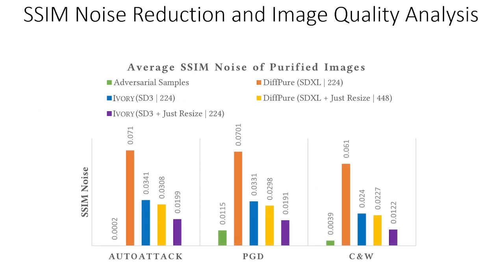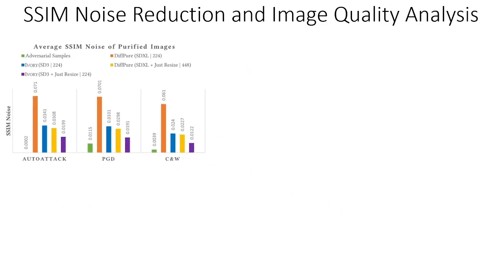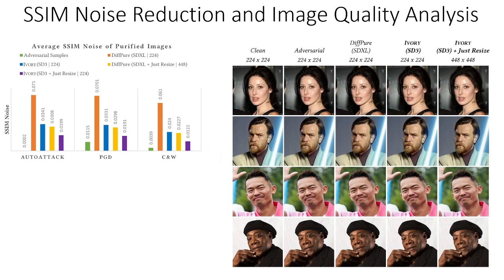An essential measure of any purification method's effectiveness is not only how well it restores classification accuracy, but also how well it preserves image quality. To evaluate this, we used the Structural Similarity Index measure, or SSIM, which quantifies the similarity between the original and purified images. Lower SSIM noise means that the purified image closely resembles the original, which is especially important in applications requiring visual fidelity. Here, you can see the comparison across different purification methods.